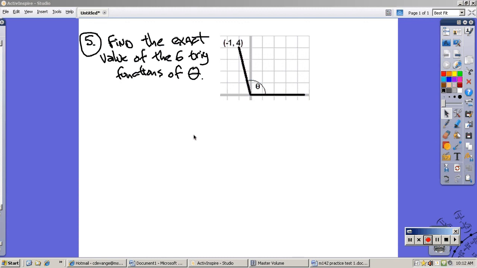This is Math 142, Practice Test 1. This is question number 5. And we're supposed to find the exact value of the 6 trig functions of this angle theta right here.